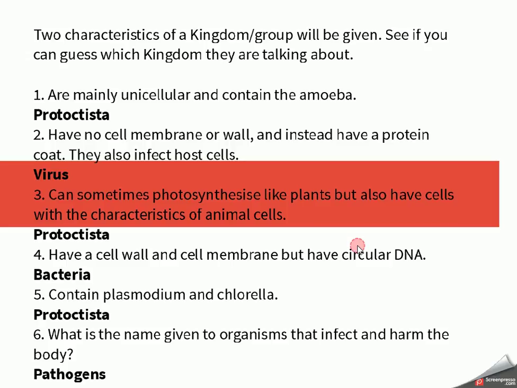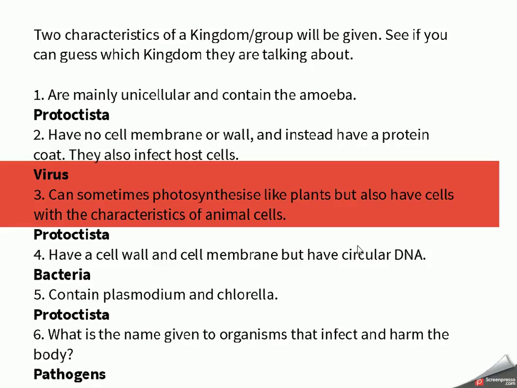And there you go. Protoctista are the ones that are mainly unicellular, and amoeba is an important one that lives in pond water. Viruses don't have the cell membrane or wall, they've got that protein coat. Protoctista again is the one that can sometimes photosynthesize, but has the characteristics of animal cells as well sometimes.